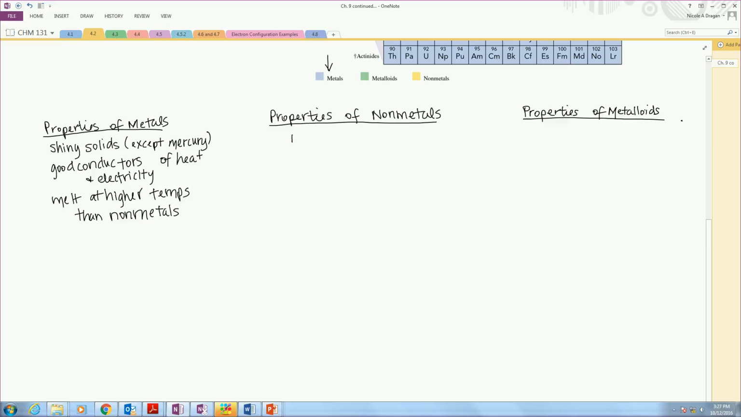Okay, nonmetals are not shiny or malleable, which basically just means able to be shaped. They're poor conductors of heat and electricity. They have low melting points and low densities.